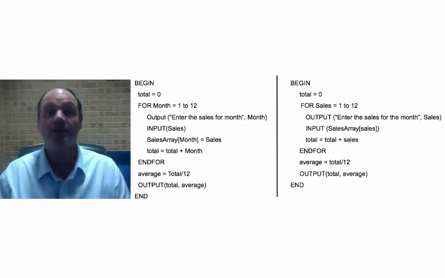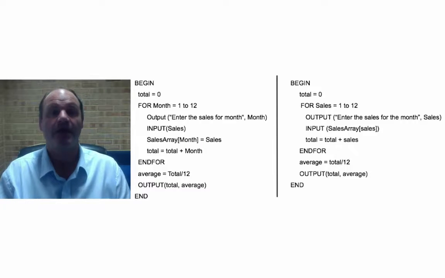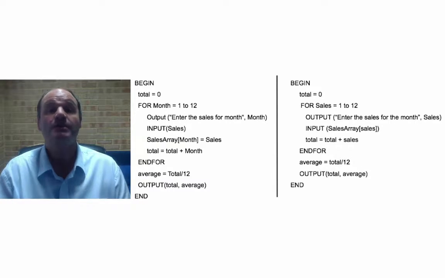The user will input the sales. The line which says sales array month square bracket equals sales is a different way of putting in data. It is saying that as the user puts in each month's sales, these are being placed into the month elements. Now each month element has sales data in it. We can use month to add up and find the total, which is then used to find the average and finally display the total and average.